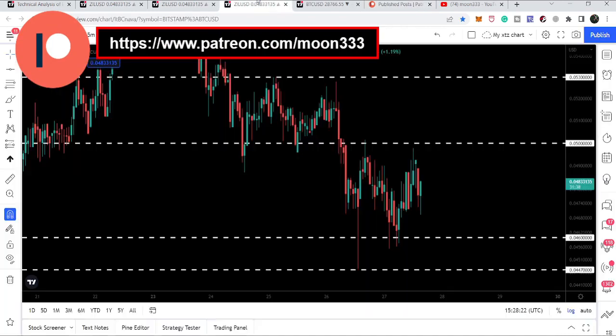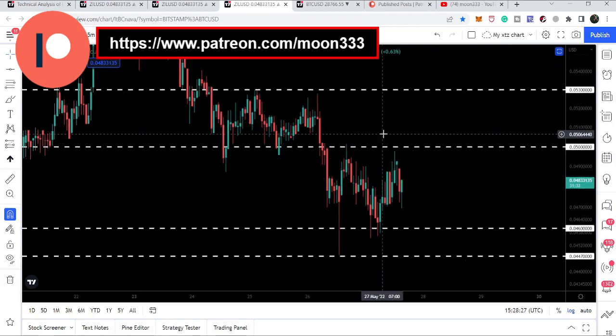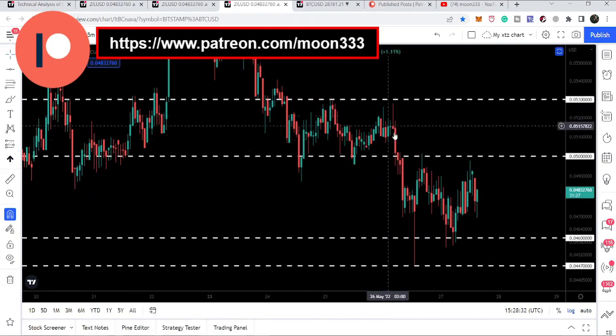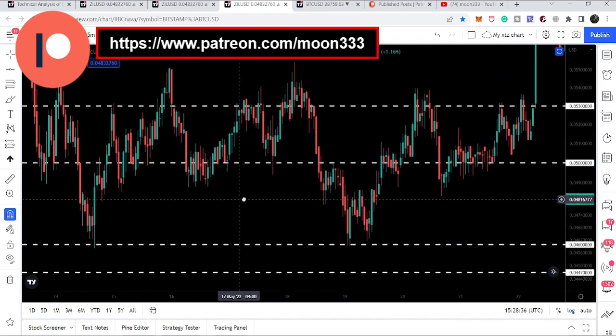So let's start the analysis. And first of all, let me show you some short-term support and resistance levels for Zilliqa. And you can see that majorly it is being traded between these supports and resistance in the short term.